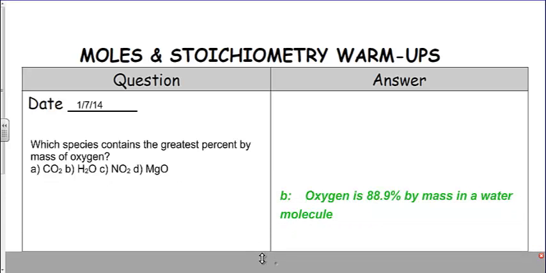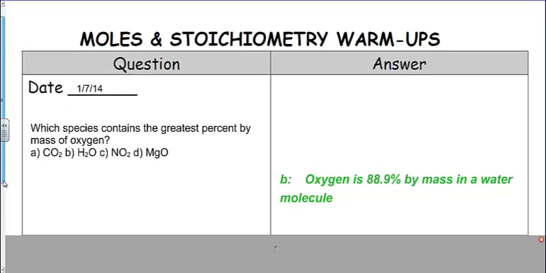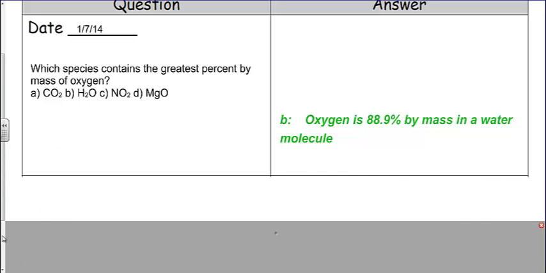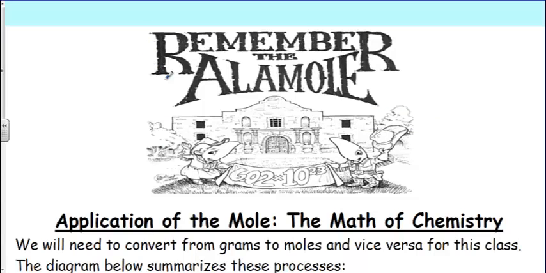Okay, so the answer is B. Oxygen is 88.9% by mass in a water molecule. So after you do your calculations, you will see that the percent by mass of oxygen in H2O is 88.9%. Okay, so remember the Avogadro mole. Oh, love the mole. Anyway, there's our 6.02 times 10 to the 23rd. Notice there's no units because it's an arbitrary number, just like a dozen equals 12. A mole is equal to this number.